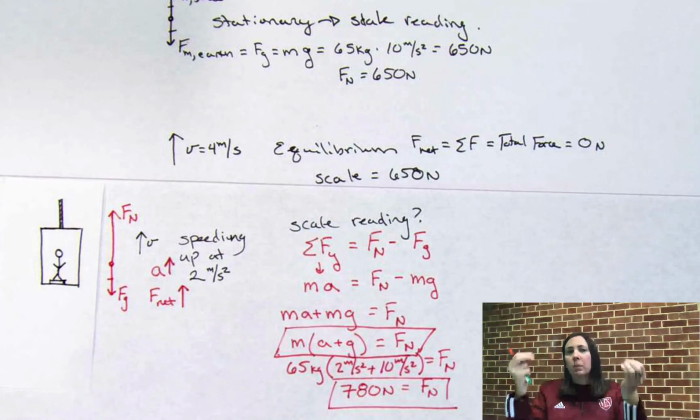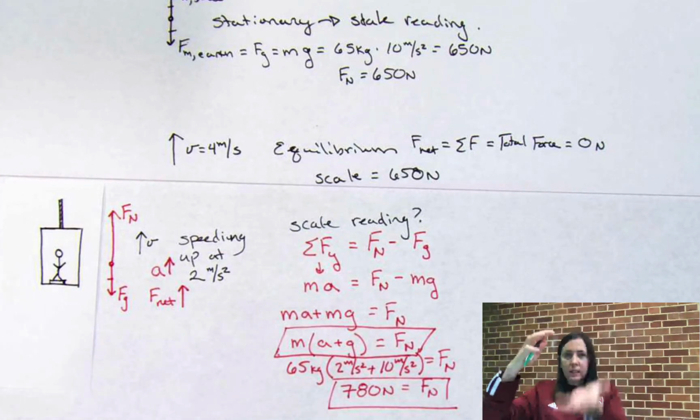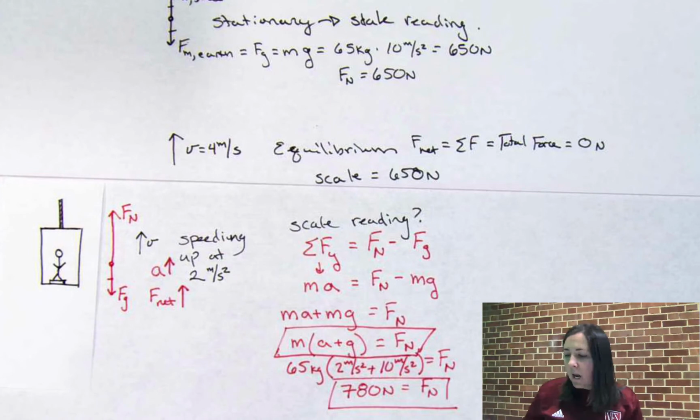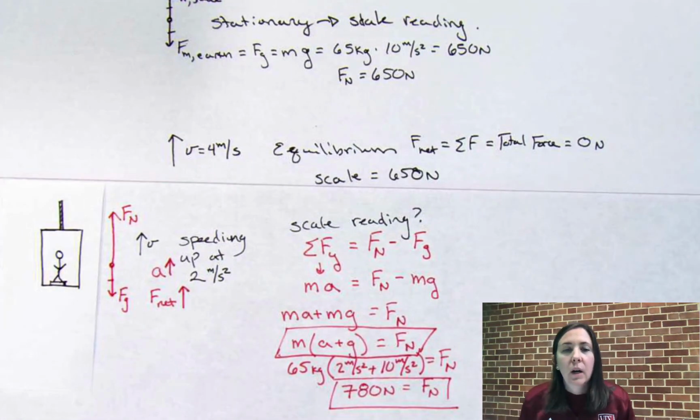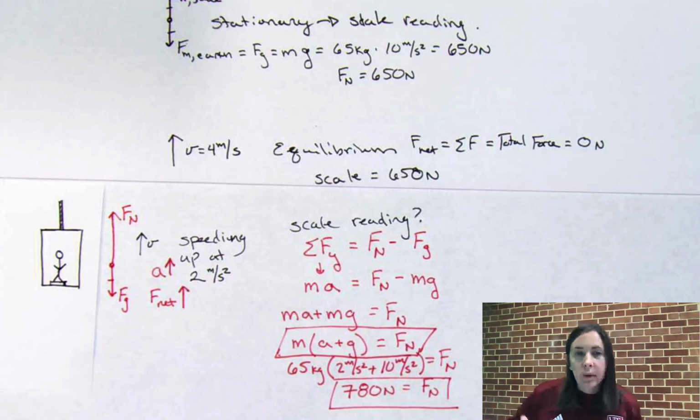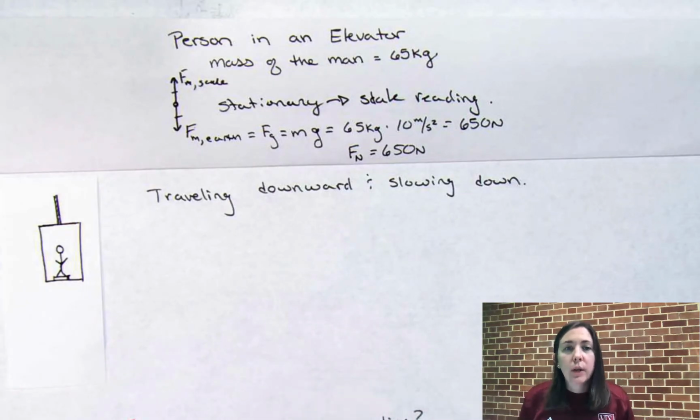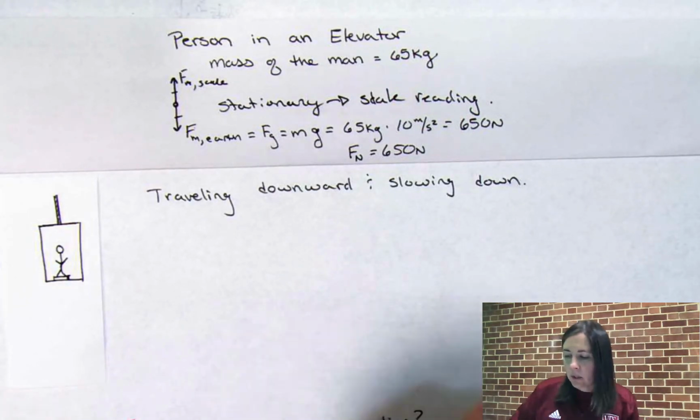The reading is going to get bigger if you're pushing upward and accelerating upward. All right, how would this change then if instead of accelerating upward, going upward and speeding up, maybe we are traveling downward and slowing down. So here we are, same guy, traveling downward and slowing down.